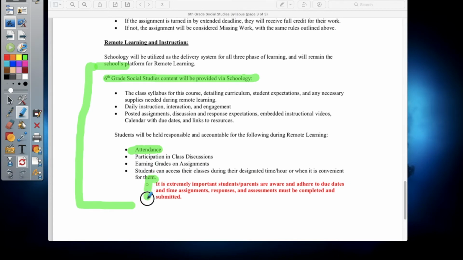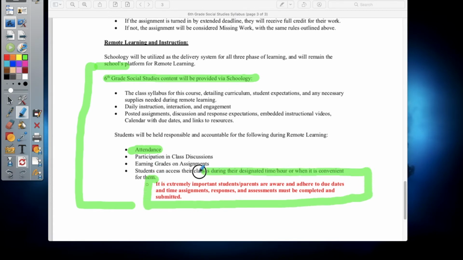Also, make sure you pay attention to your due dates because they're very, very important. We had a bunch of kids fail last semester because they didn't pay attention to those due dates.